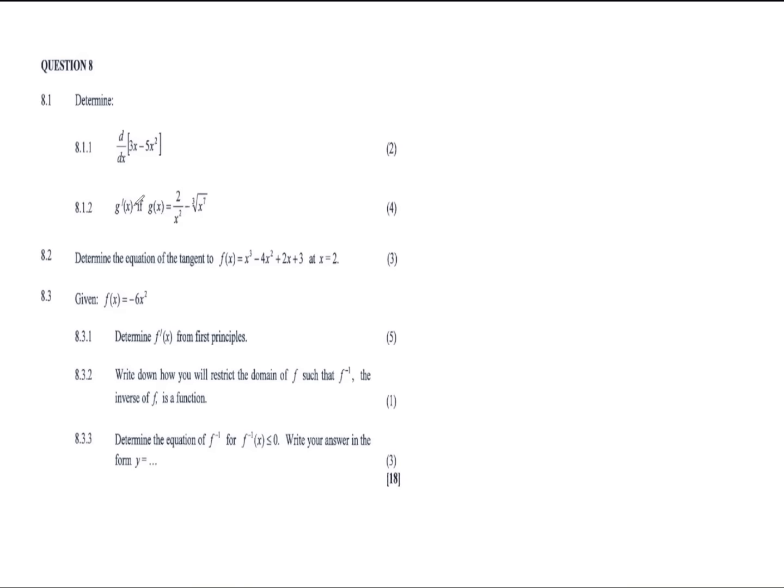All right, so we have question 8. It says determine d/dx of 3x minus 5x squared. So we derive this in terms of x, right? What we are supposed to do here, 8.1.1, this is already in standard form. So all we have to do is the derivative of 3x is 3. The derivative of negative 5x squared: we say 2 multiplied by negative 5 is negative 10, and then we have x. So we are done just like that, 2 marks. Remember, they mark each derivative value here.